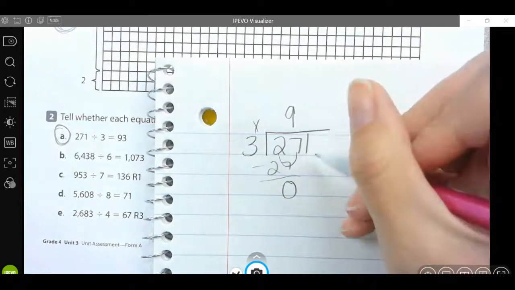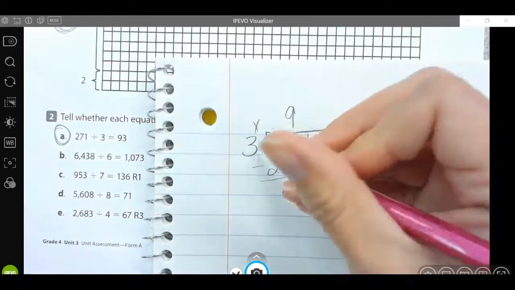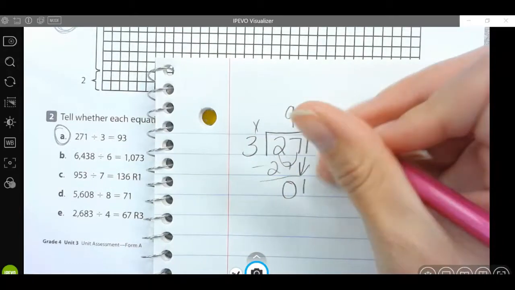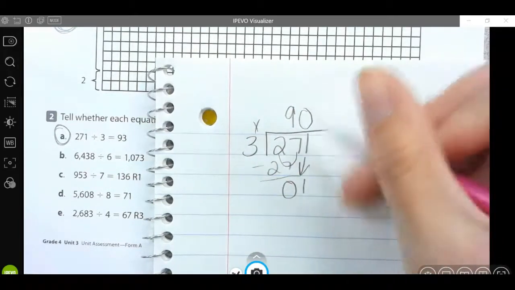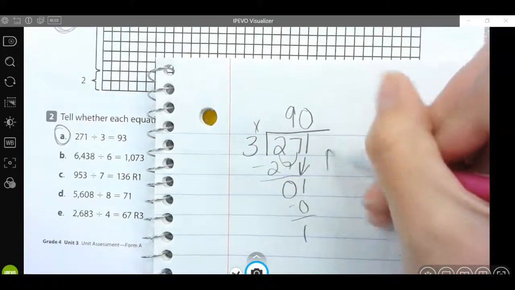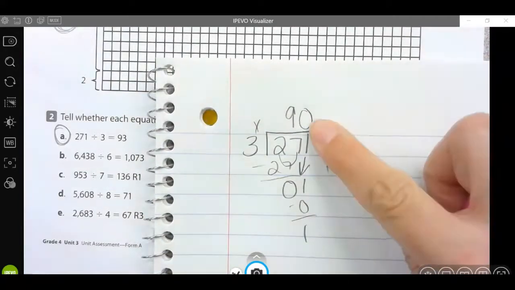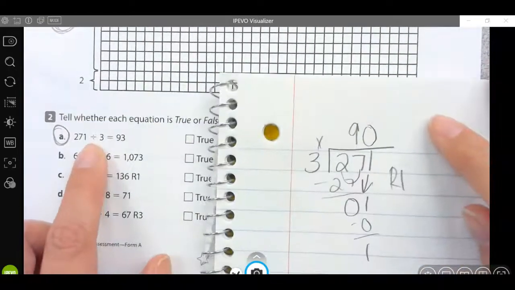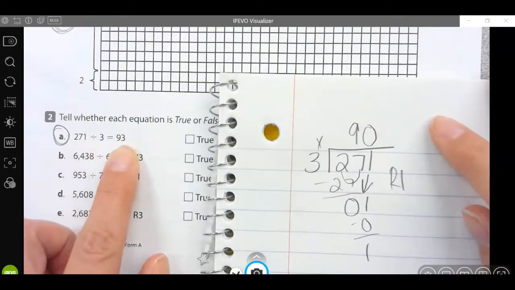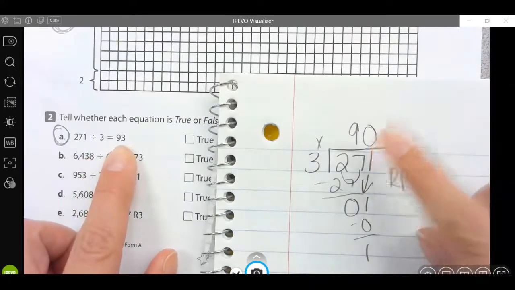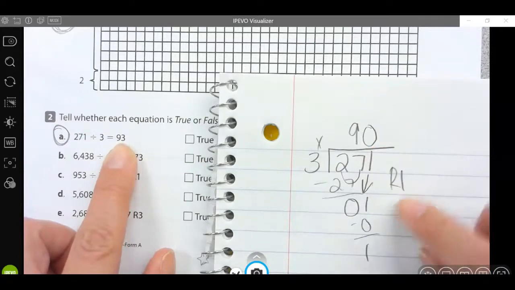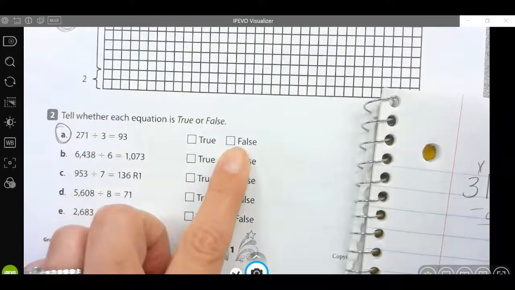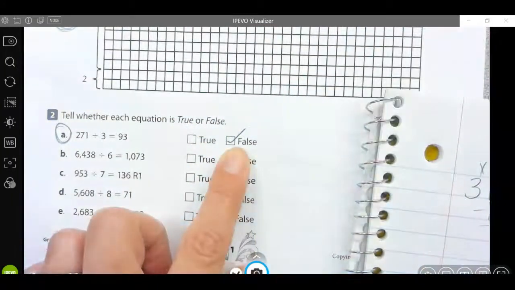Do I have anything left over? No. Then I bring down the 1. Does 3 times anything give me 1? No. So what do I put here? 0. So what is our remainder? 1. So on our paper it says 271 divided by 3 is 93. Is that what we got? Did we get 93? No. So we would check false.